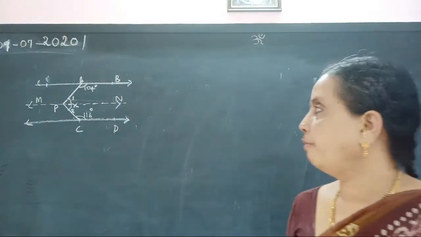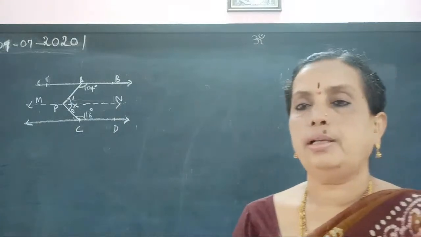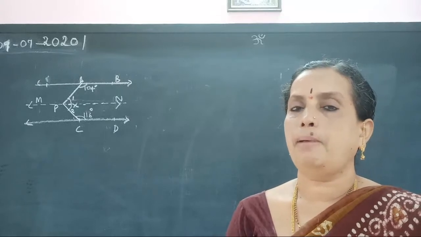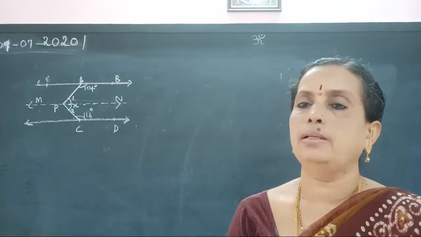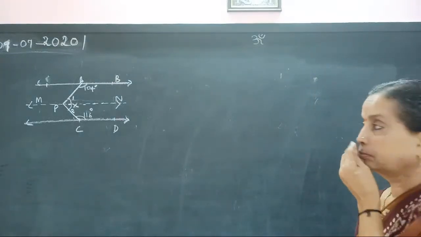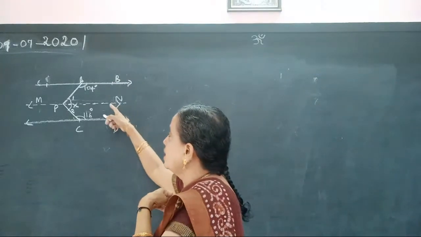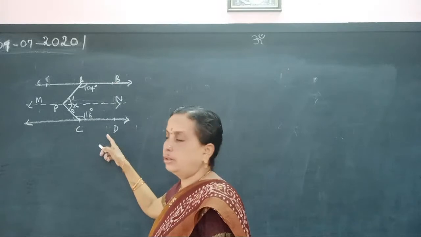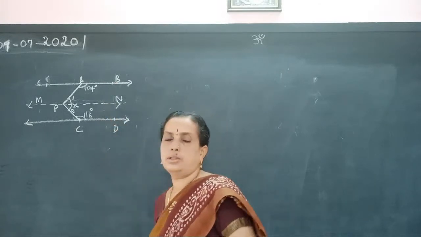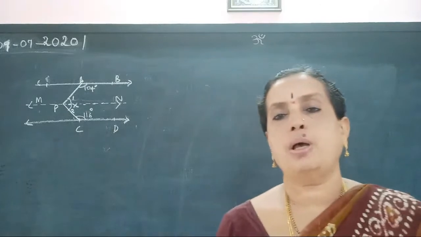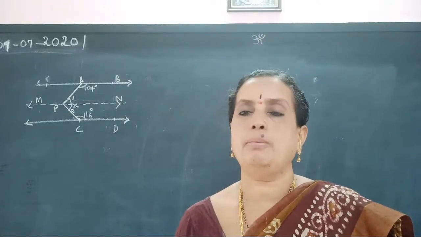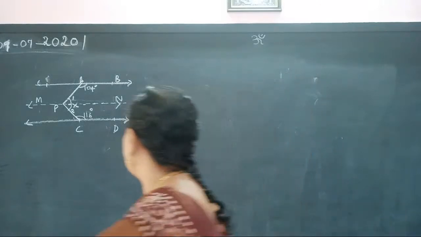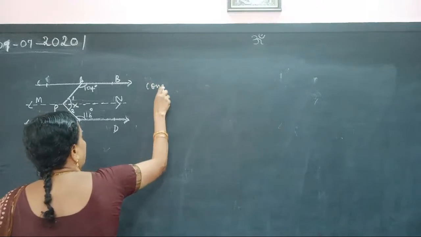With the construction, we can get two sets of parallel lines, applying the property: lines which are parallel to the same line are parallel to each other. That is, we drew MN parallel to AB, but AB is parallel to CD. Therefore, MN is also parallel to CD. Lines which are parallel to the same line are parallel to each other. So before starting, you have to write the construction required here.